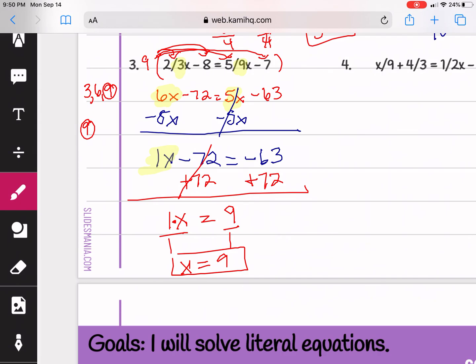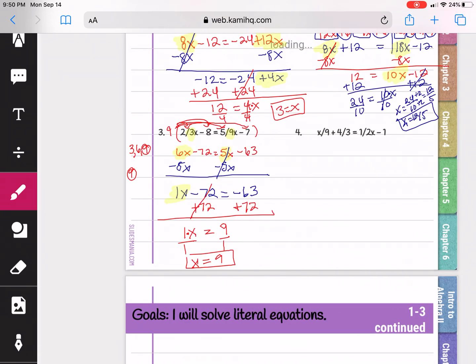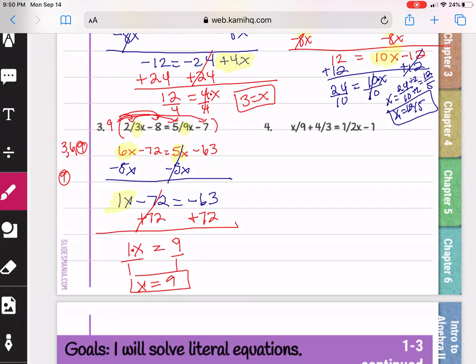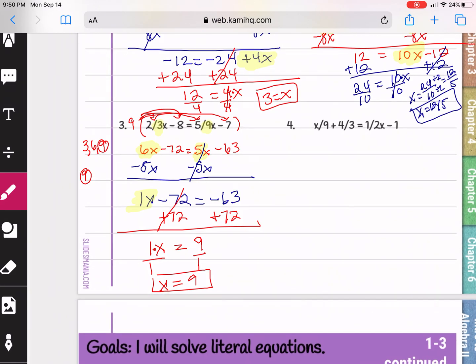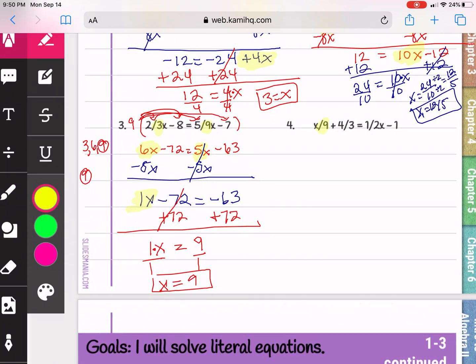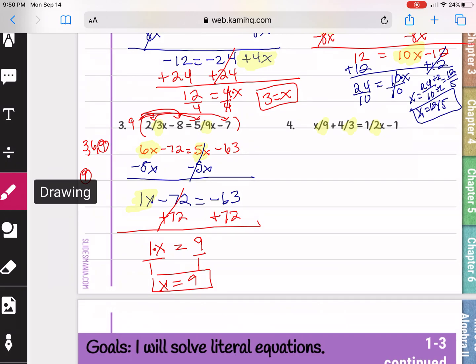Let's go ahead and look at the last problem. So my last problem here, number 4. This one doesn't have to distribute because there's no parentheses. So I'm going to find a common denominator. Right now the denominators are 9, 3, and 2. So I need to find a common denominator of 9, 3, and 2.